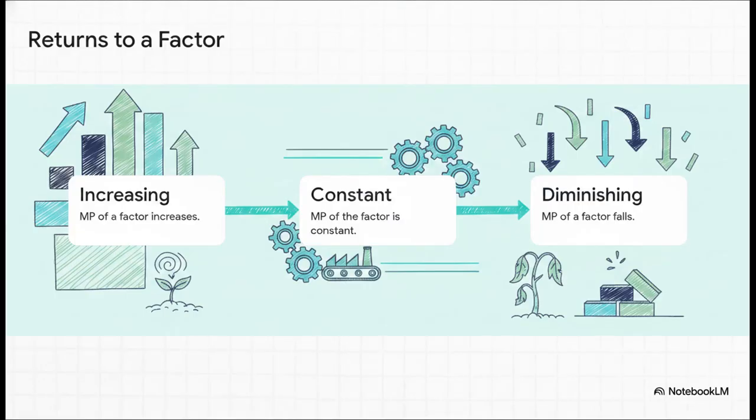Now, let's look at the absolute core concept of this explainer. Returns to a factor, and specifically, the three possibilities of returns to a factor. Think of these as three sequential, totally inevitable stages of a growing business operating in a fixed space. Let's see what happens as we start hiring up our team.